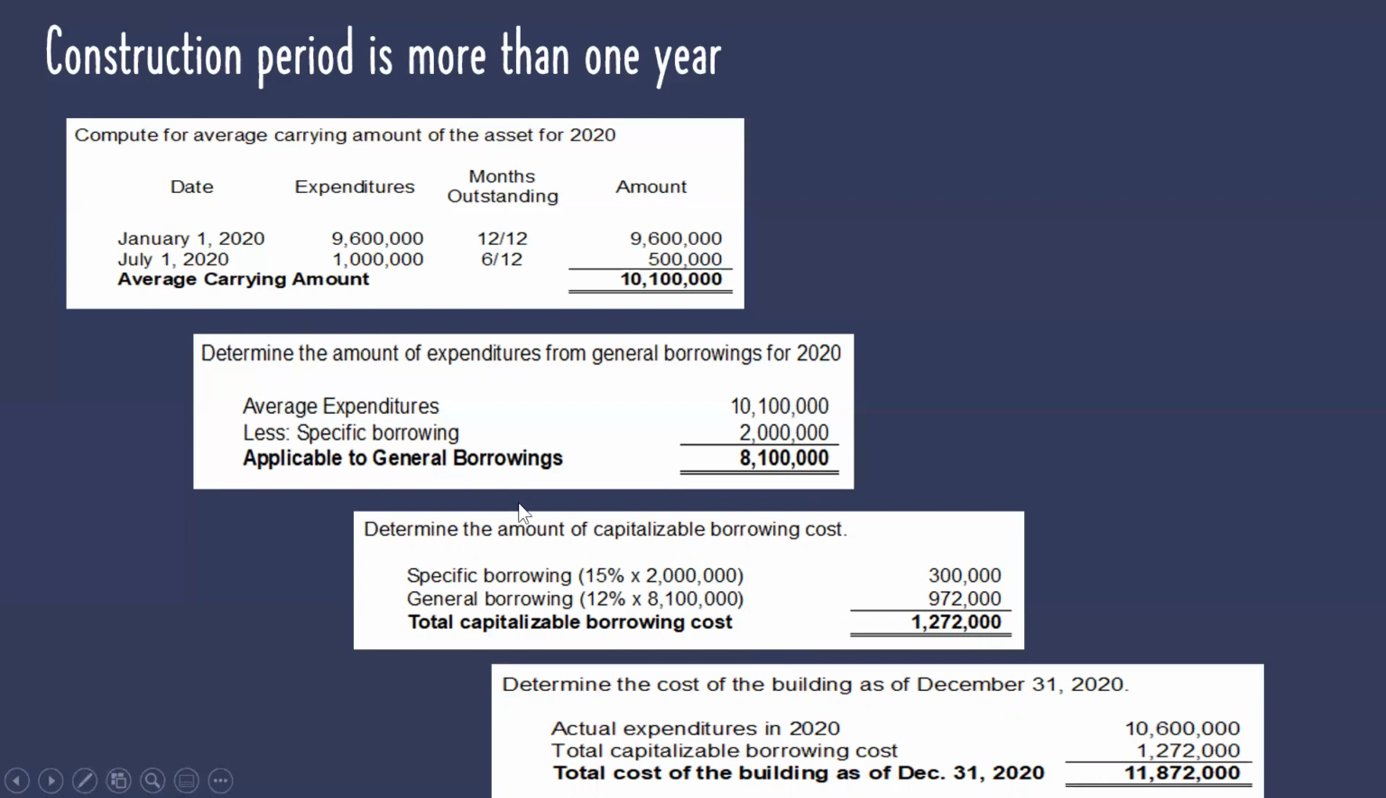So, saan galing yan? Di ba dito? You have a total of 9.6 na as of December 31, 2019. I-add natin nung July 1 na expenditure. So, you'll have 10,600,000. Tapos, yung na-compute natin na capitalizable borrowing cost, which is 1,272,000. So, the total cost of the building ay as of December 31, 2020 ay 11,872,000. So, again, that's how you do it, no? Kapag more than 1 year ang ating construction period.